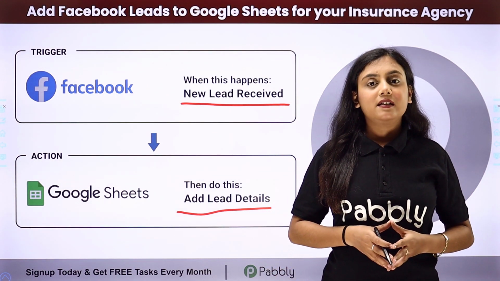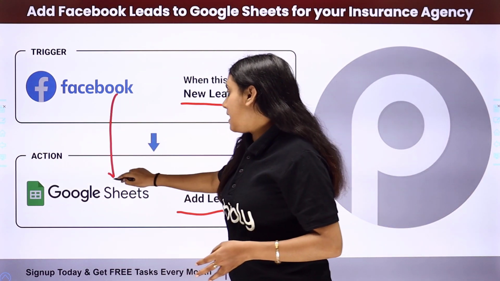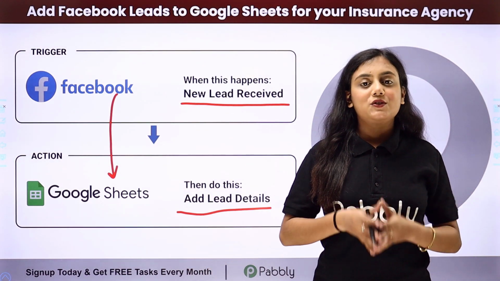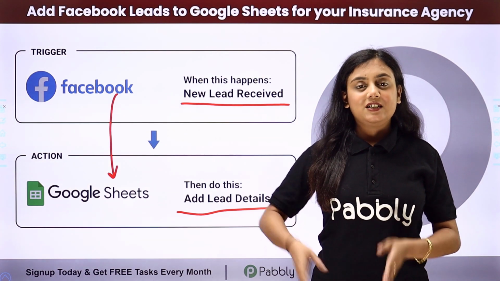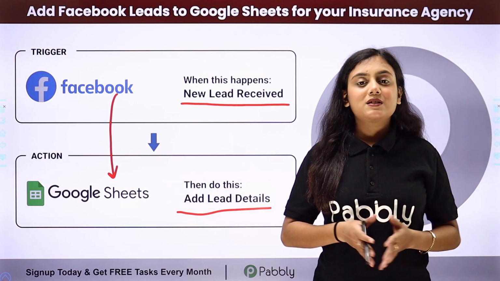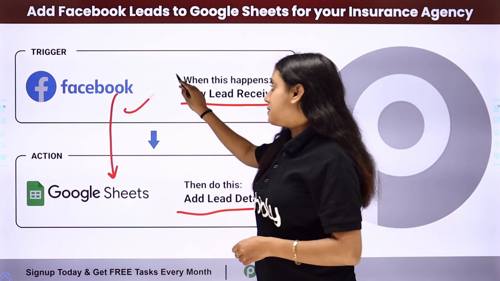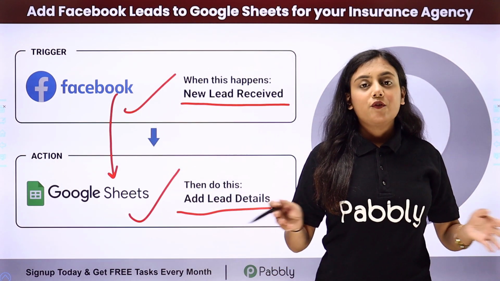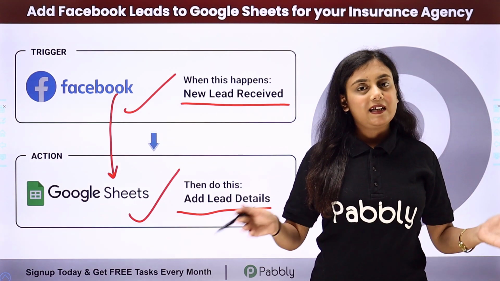For that, we need to create an automation between Facebook lead ads and Google Sheets with the help of Pabbly Connect. In Pabbly Connect, to start an automation process, we need trigger and actions. In this process, my trigger application is going to be Facebook lead ads and my action application is going to be Google Sheets. If you want to learn how to create this automation, then let me take you all to my screen.